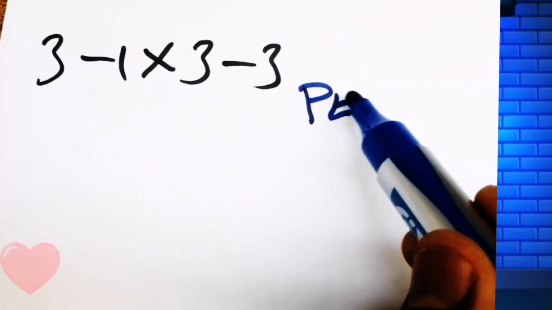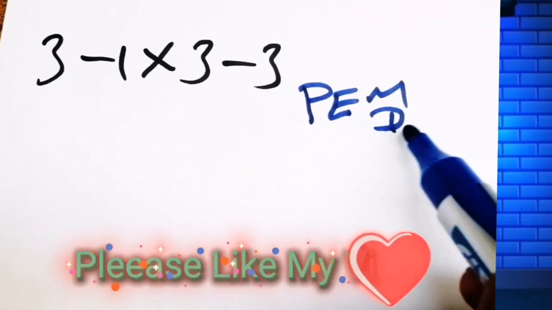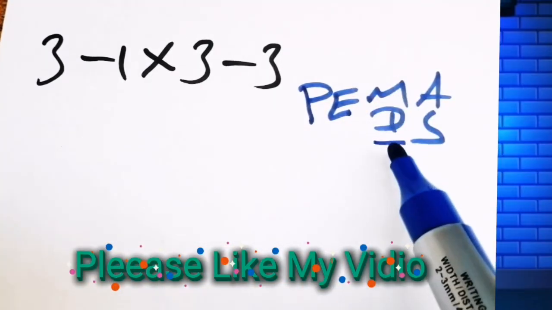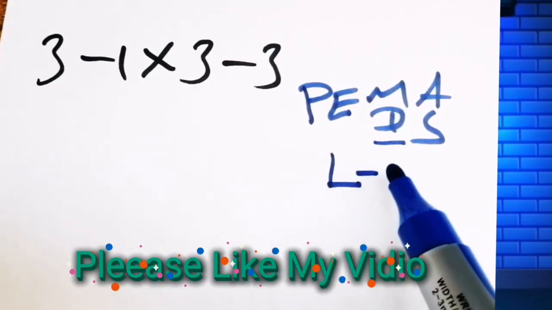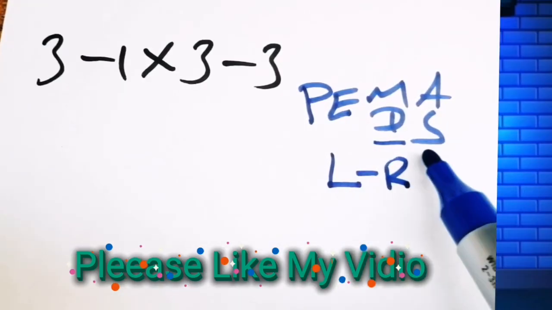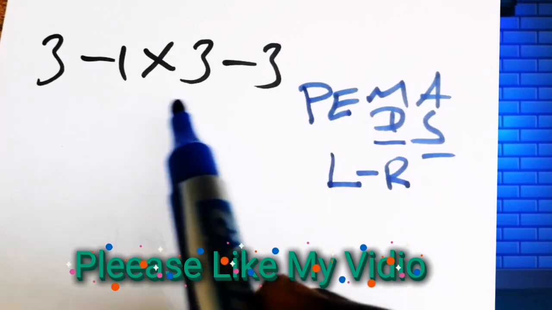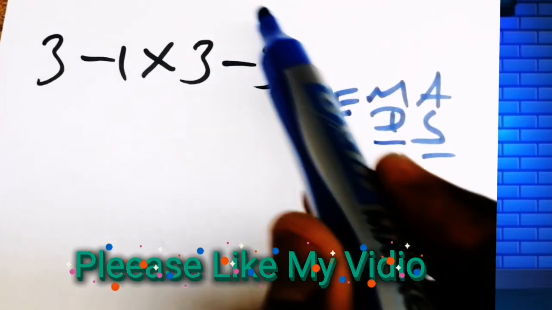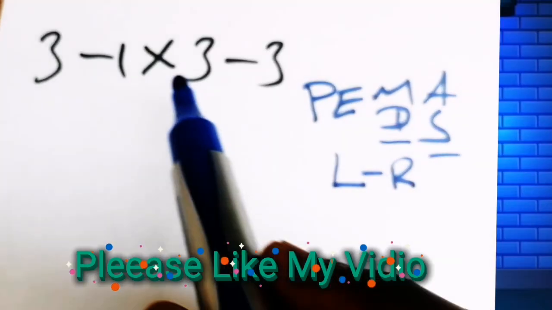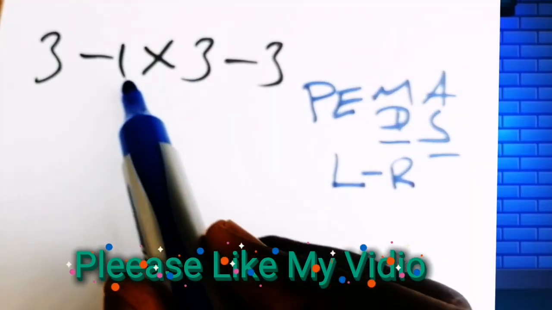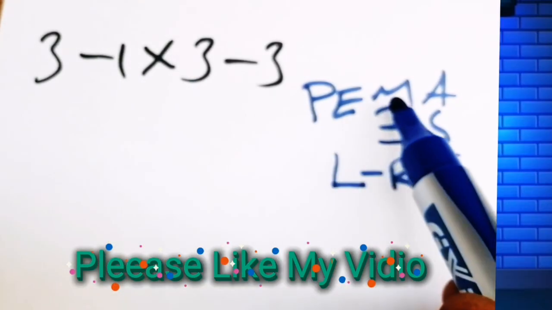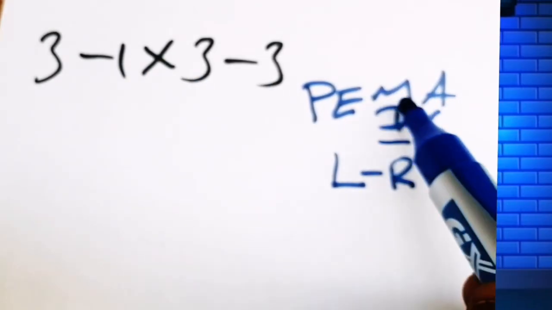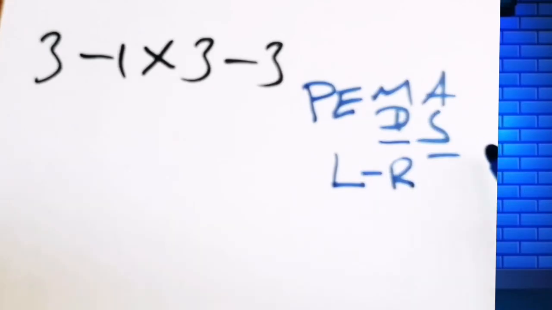we have to do parentheses, then exponent, then multiplication or division, and finally addition or subtraction. Remember that multiplication and division have equal priority, work from left to right. The same applies to addition and subtraction. In our case, there is one subtraction, one multiplication, and one subtraction here. Okay, therefore we have to multiply these numbers before this subtraction because multiplication has higher priority than subtraction. According to PEMDAS, multiplication comes before subtraction.